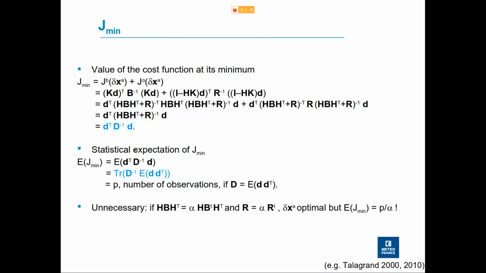So this allows to compute the statistical expectation of J min, which can be shown to be equal to p, which is the number of observations, under the condition that the specified innovation covariance matrix is equal to the true innovation covariance matrix. It must be mentioned that this is an unnecessary criterion in the sense that if both background error covariances and observation error covariances are misspecified by the same factor alpha, then the analysis increment delta x will still be optimal, but the expectation of J min will be equal to p divided by alpha.